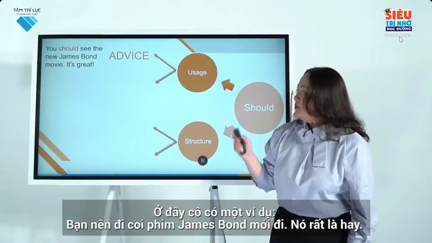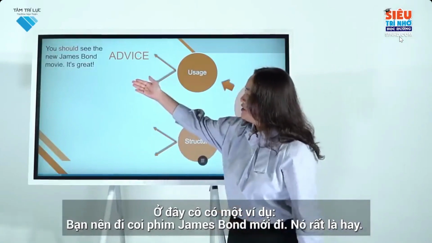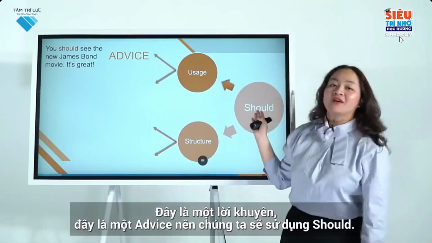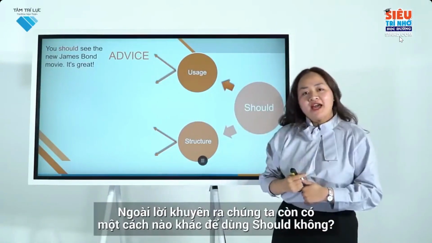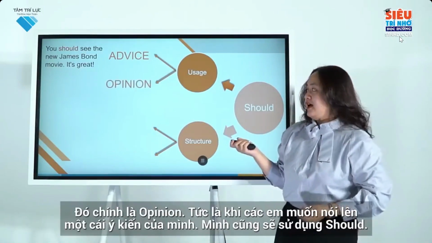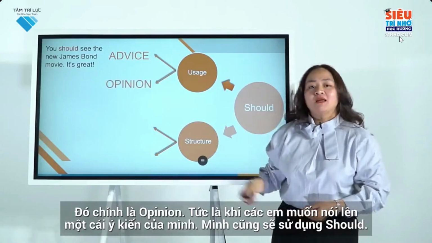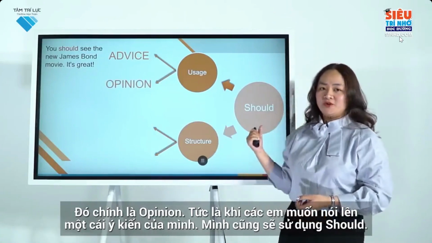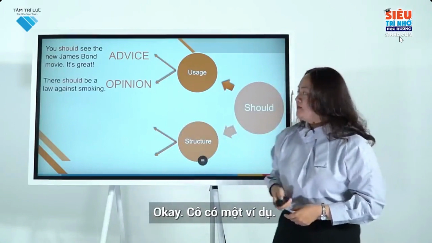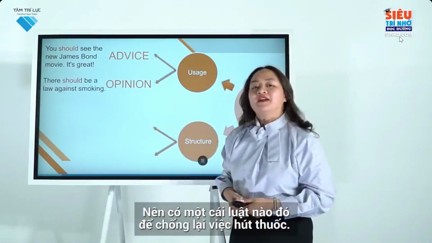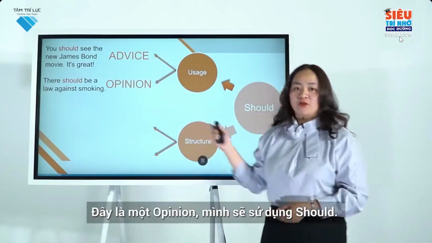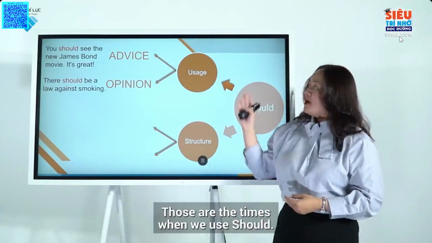Here I have an example. You should see the new James Bond movie. It's great. This is advice. Lời khuyên. So we use should. Besides advice, is there another way to use should? That's opinion. That is when you want to voice your opinion. So we also use should. Ý kiến là opinion. Okay, I have an example. There should be a law against smoking. This is your opinion. We will use should. Those are the times when we use should.